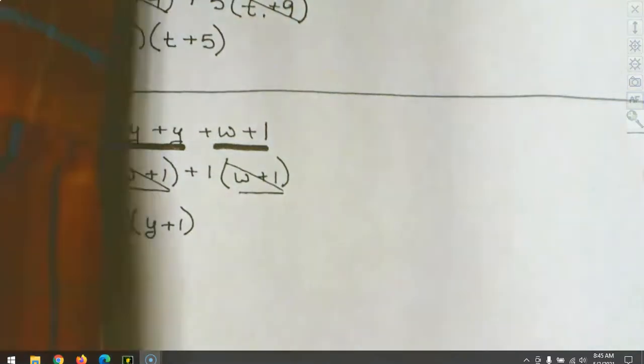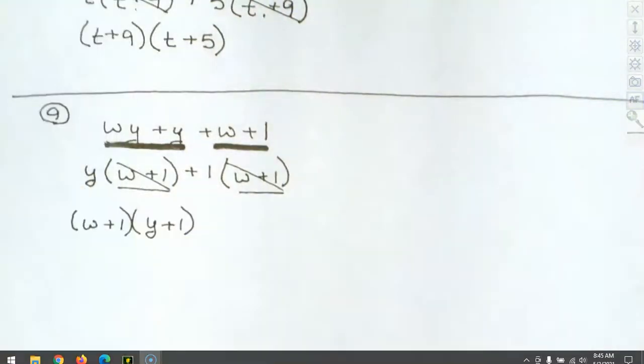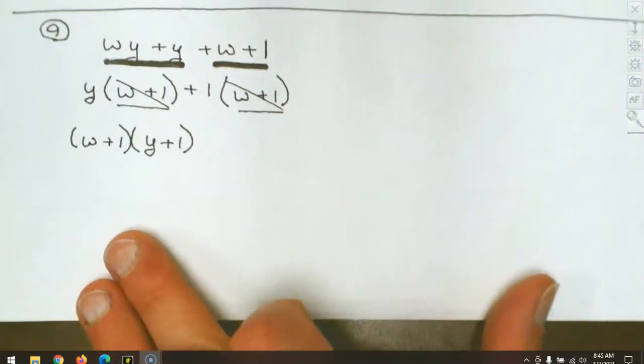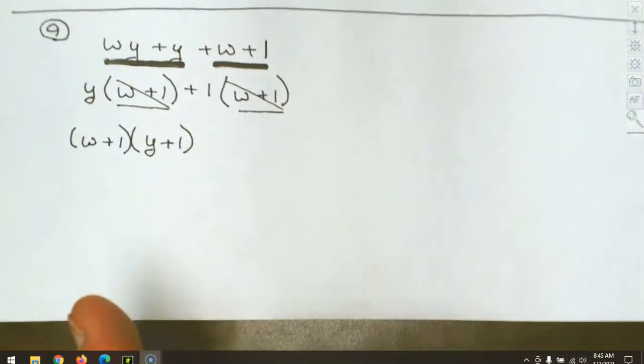Once you do several of these, it starts to make more sense. And hopefully this is going to help us with the next section as well, because the next section is more factor by grouping.